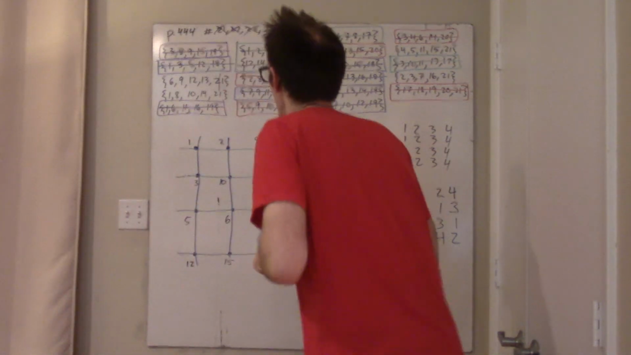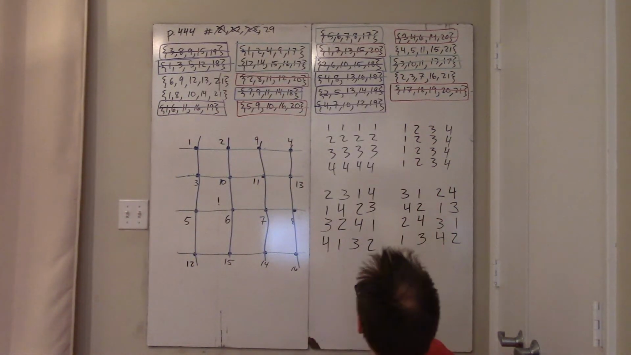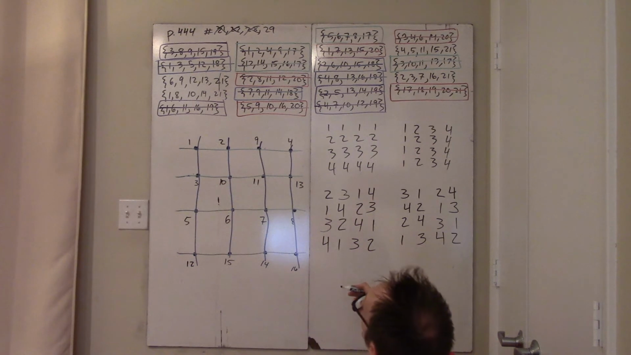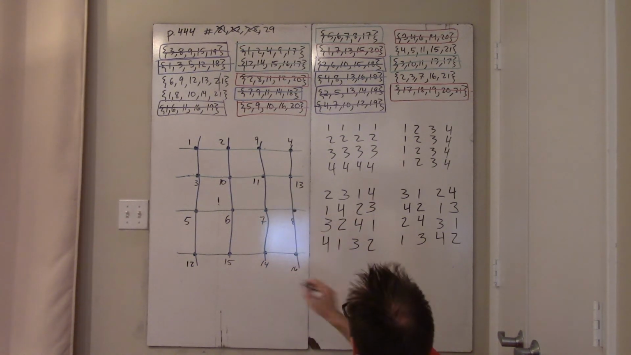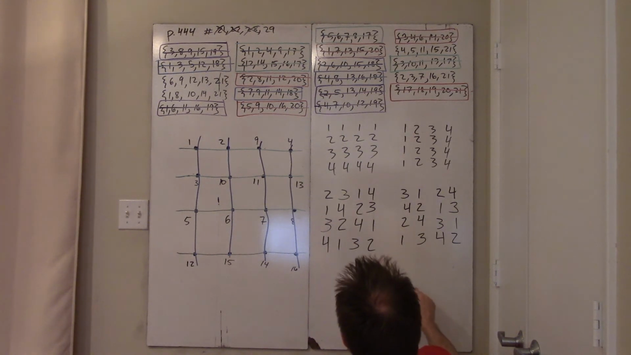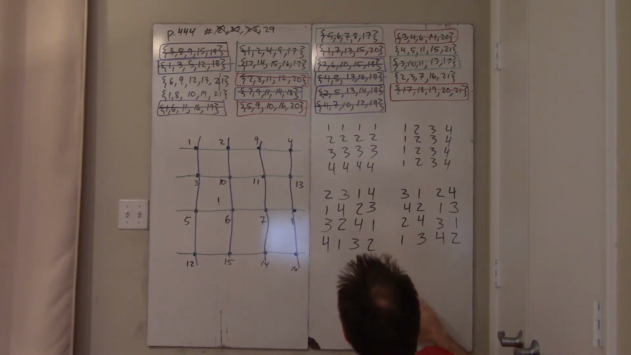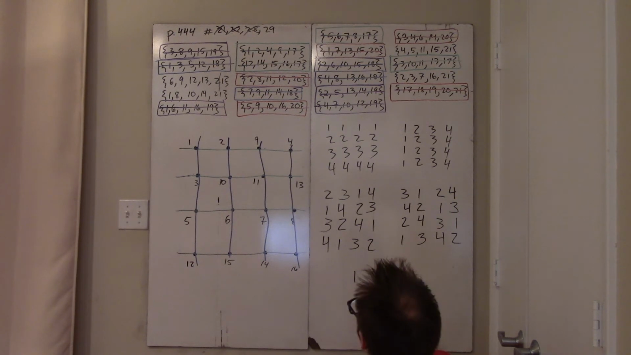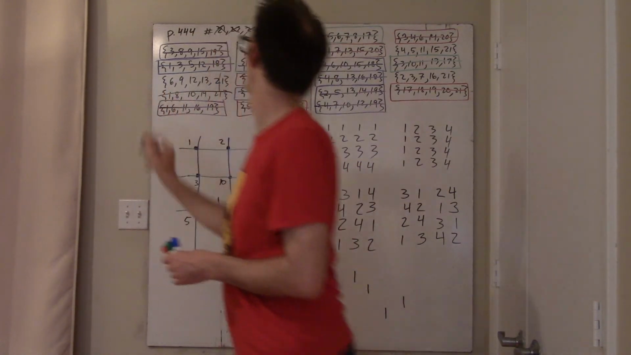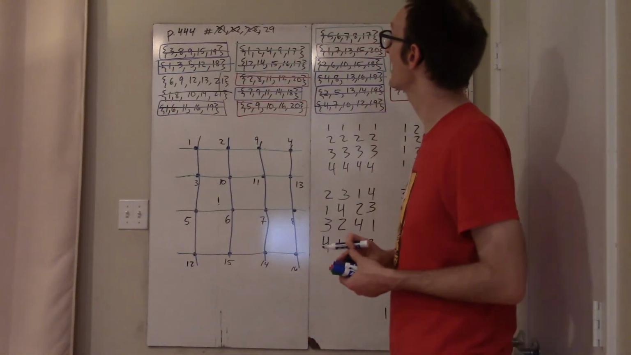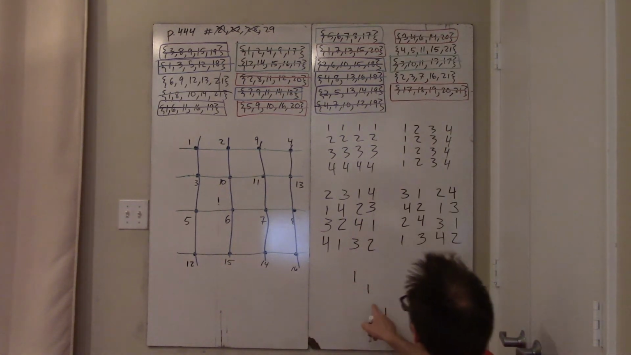Let's see, 6, 9, 12, 13. So, oh boy. No, let's do the other one first. 1, 8, 10, 14. I need like graph paper or something. 1, 8, 10, 14. Okay. Boom, boom. 6, 9, 12, 13.